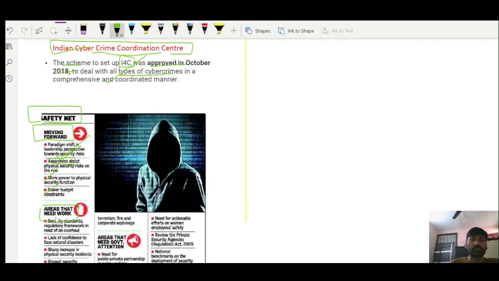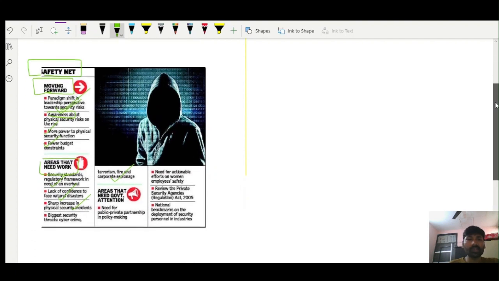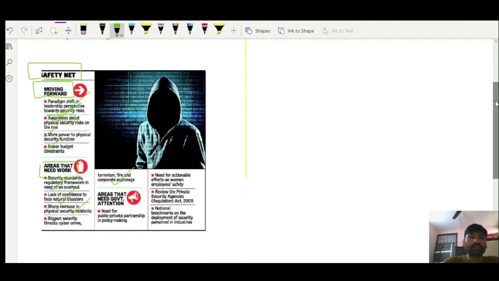So, areas that need work. For example, security standards and the regulatory framework need an overhaul, and there is a lack of confidence to face natural disasters. A sharp increase in physical security incidents, and terrorism, fire and corporate espionage are some of the major threats. Okay, so areas that need government attention.